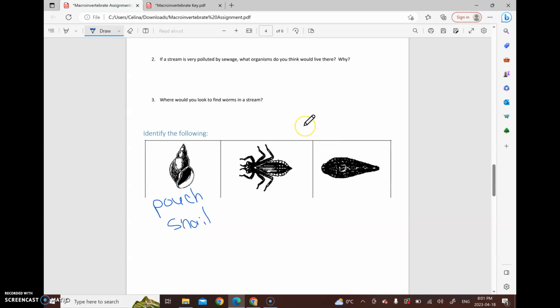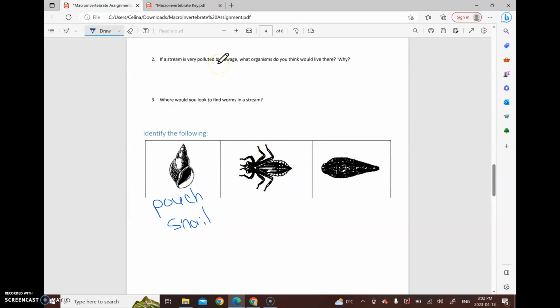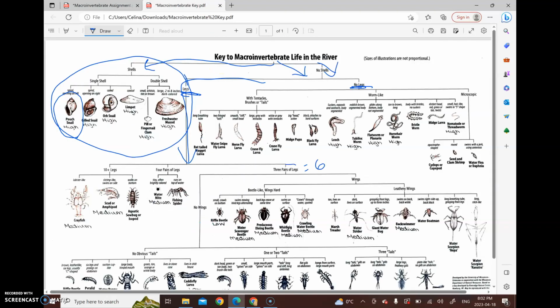If I looked at this other organism, it doesn't have a shell. So I'm going to go to this side of the dichotomous key. This side of the dichotomous key breaks it into no legs and legs. This one has legs, so I'm going to follow my key down. And now it breaks that up into 10 plus legs, 4 pairs of legs, or 3 pairs of legs. 3 pairs of legs mean there's going to be 6 in total. This organism has 6 legs. So I am in this section of the dichotomous key.